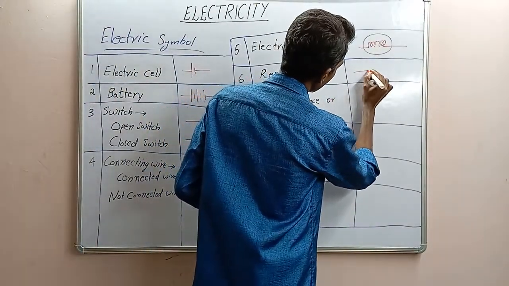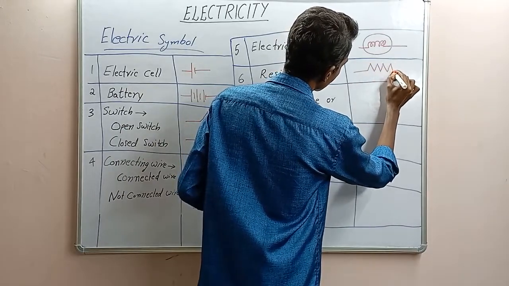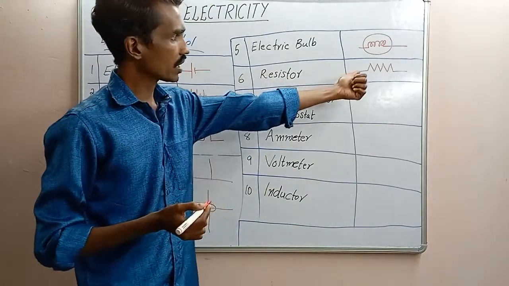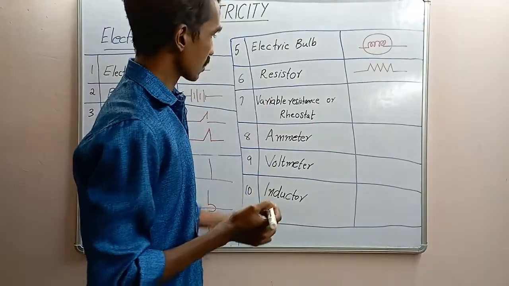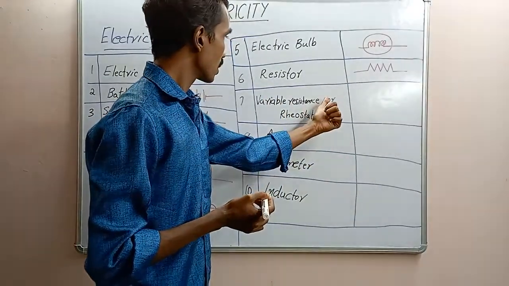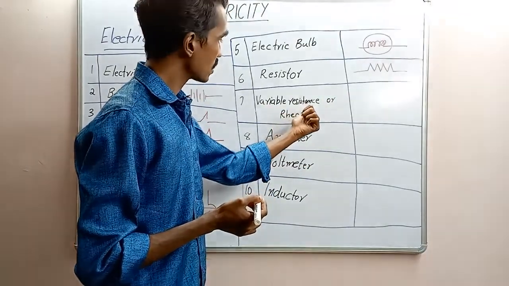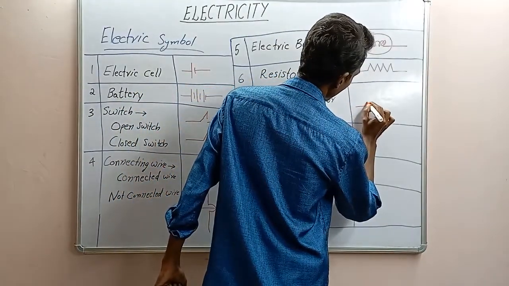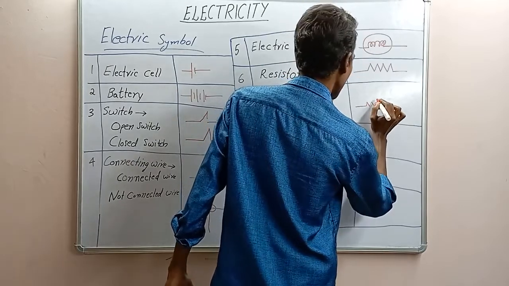Next is the resistor. This is the representation, or the symbol, of a resistor. Then the variable resistor or rheostat. Variable resistance is also known as a rheostat. How will you represent a variable resistor? Like this.